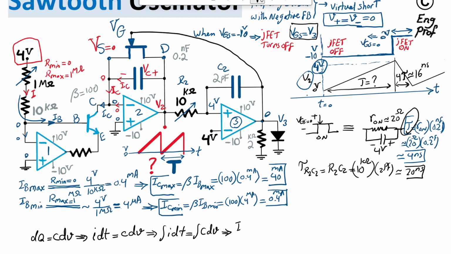So I can say I, an integral from 0 to t dt, is just the time. So I'm going to just write I times time. So the current of the collector times time, the duration, is equal to C times the voltage, which is going from 0 to 4 volt for the cap at V2. So I can just say the collector current times T divided by C, where C is 0.2 nanofarad, is equal to 4.